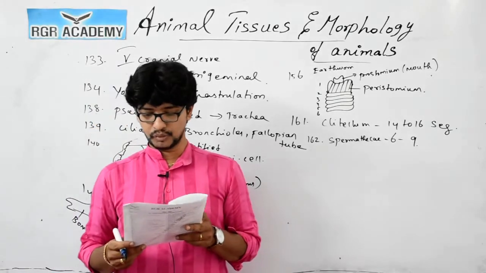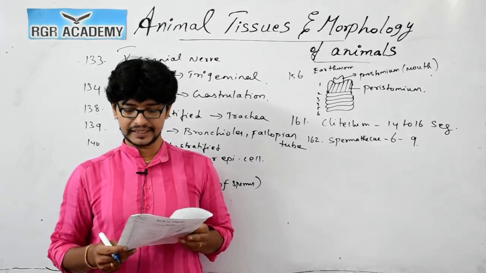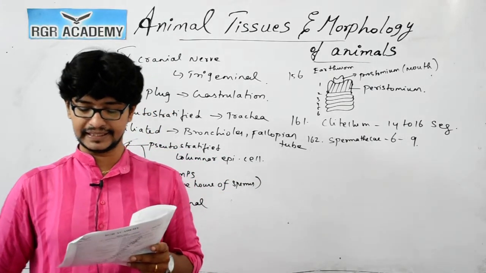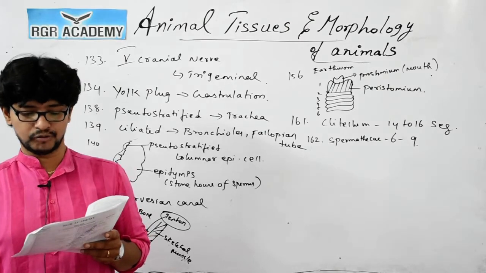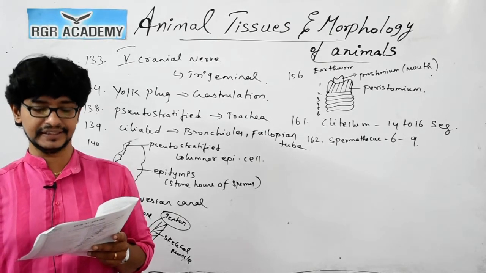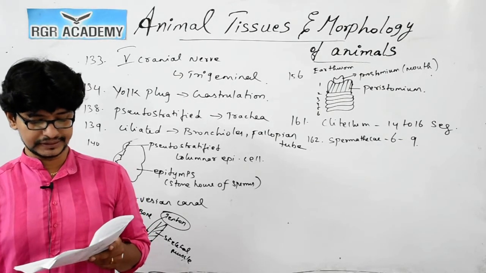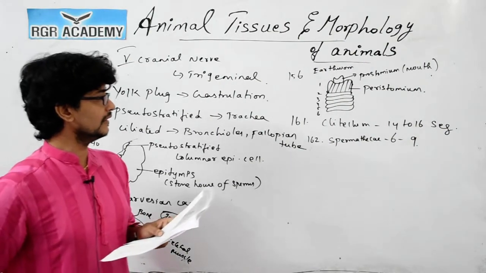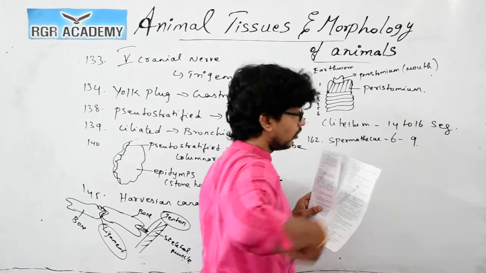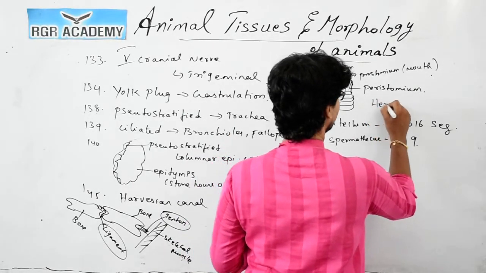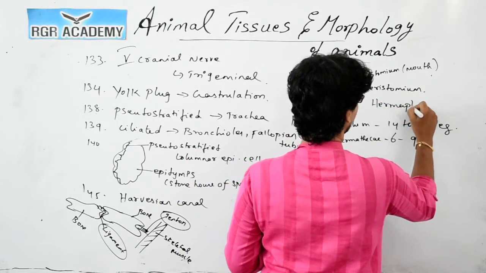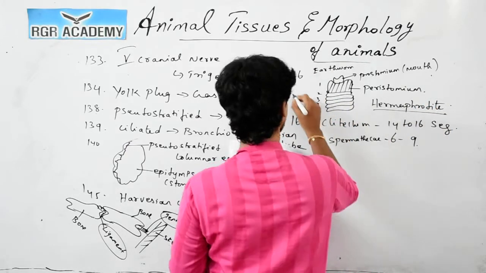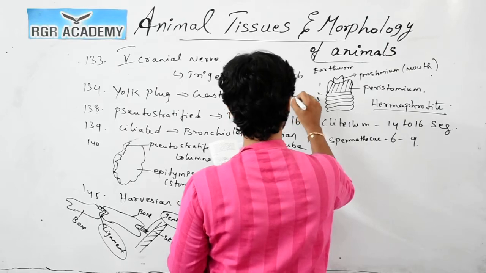Then question number 163. Earthworms have no skeleton, but during burrowing the anterior part becomes turgid and acts as the hydraulic skeleton. It is due to coelomic fluid. That is 163. 3 is the correct answer. Question number 164. Which of the following is a hermaphrodite? Earthworm is a hermaphrodite, where both male and female are present in the same body.